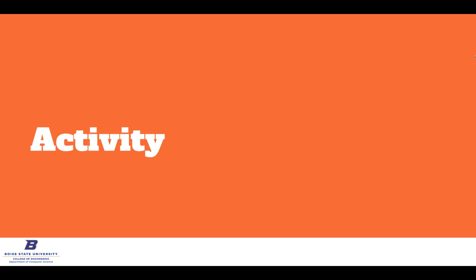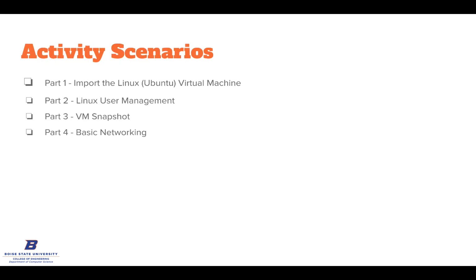The next part of the module is going to be the activity. So this is where you're actually going to apply what you read about in the reading. The activity is broken into 4 parts. In part 1, you're going to spend a lot of time downloading and installing software. So your goal is to import the Linux, and we're using the Ubuntu version of Linux, virtual machine.